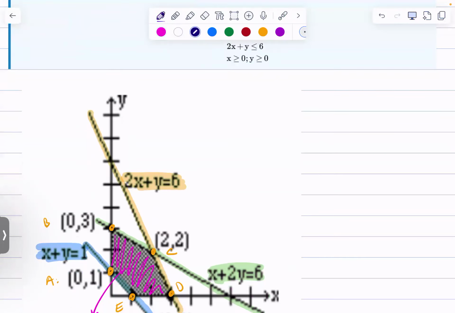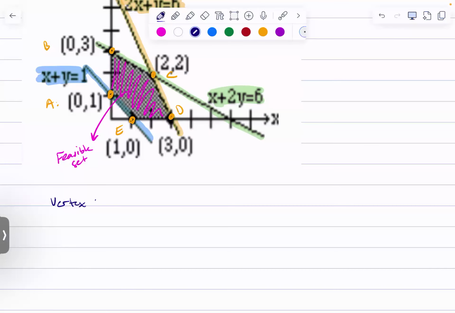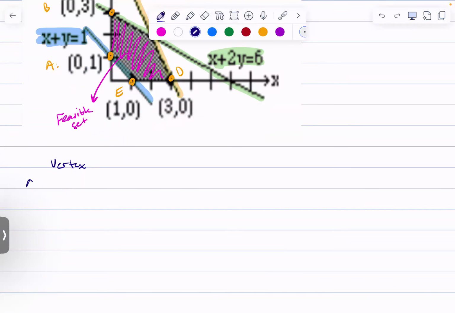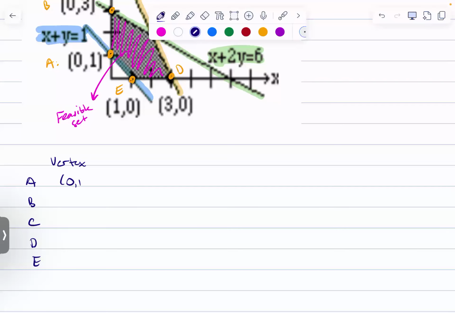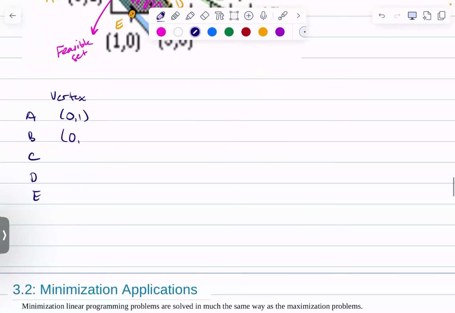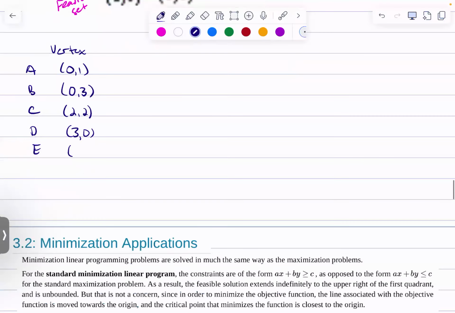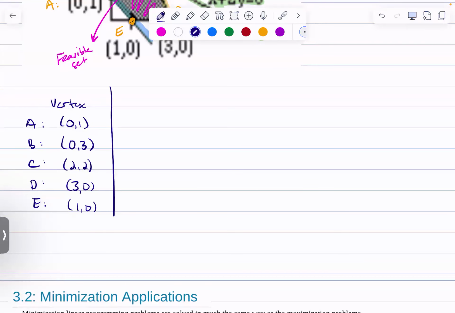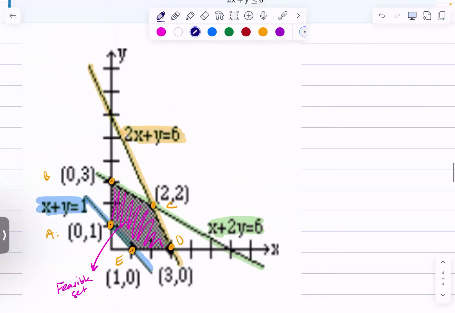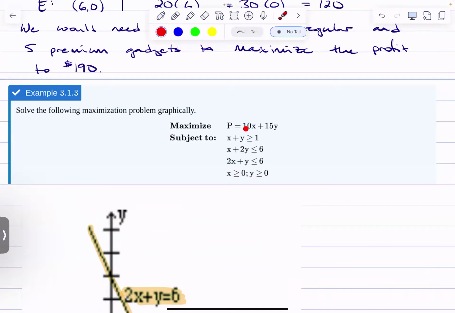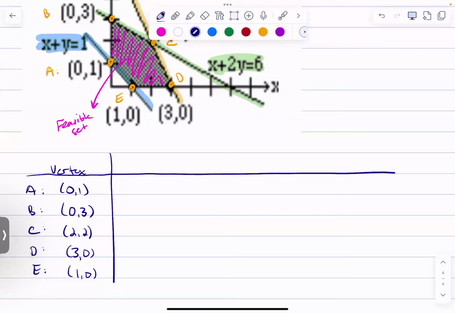So if we have our vertices A, B, C, D, E, A is at (0, 1), B is at (0, 3), C is at (2, 2), D is at (3, 0), and E is at (1, 0). And we want to maximize P equals 10x plus 15y.